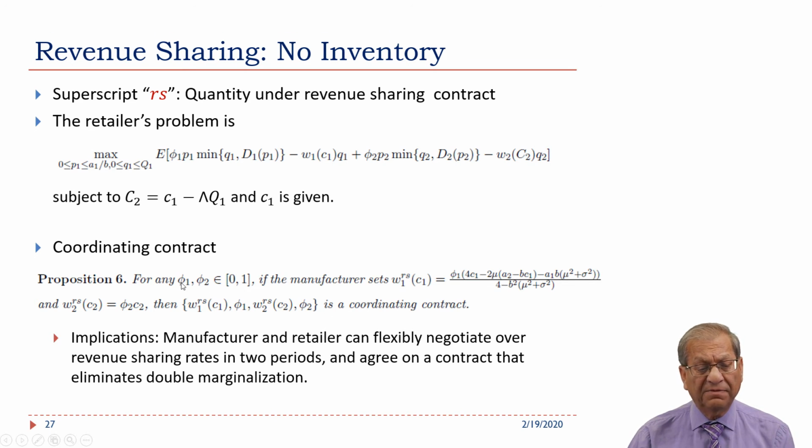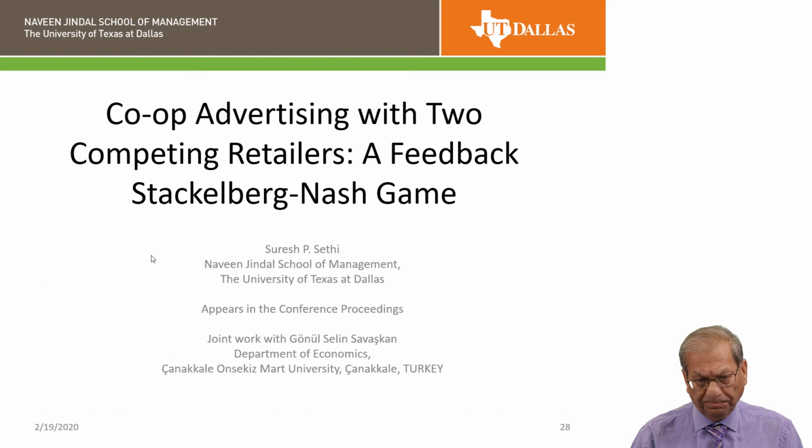We can see that phi 1 and phi 2 are independent in each period. So the manufacturer and retailer can agree on and negotiate over the revenue sharing rates in each of the 2 periods and agree on a contract that is good for both of them, and it will of course eliminate the double marginalization and achieve the centralized profit as a result.